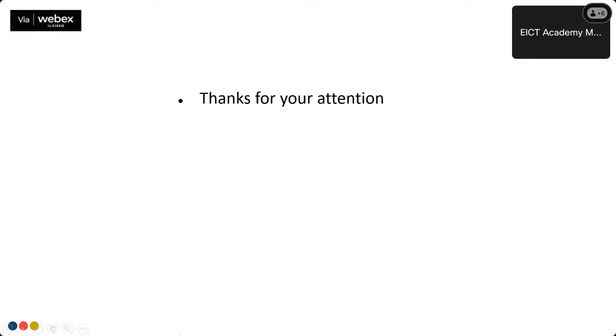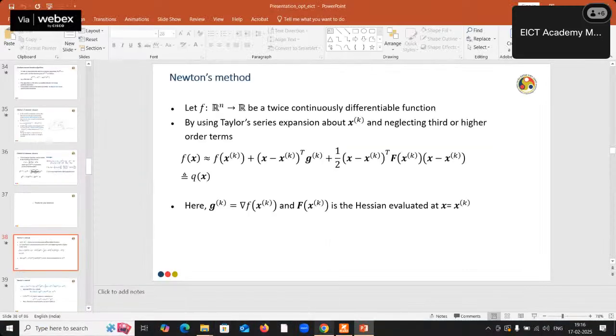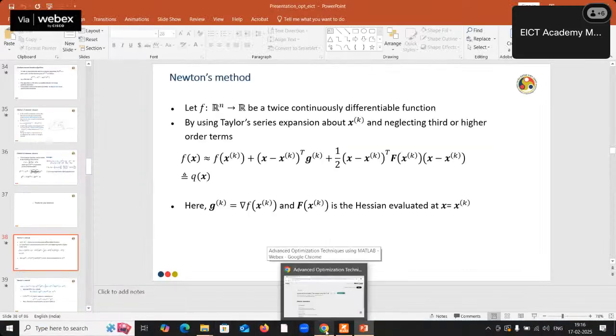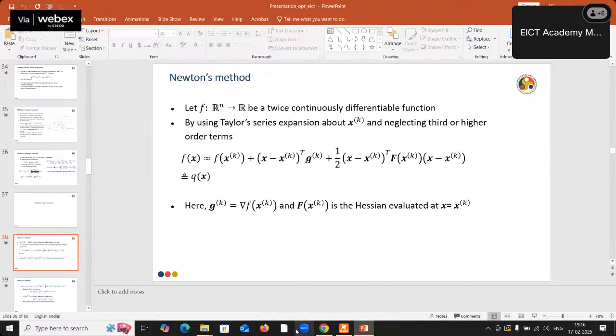Thank you, Ratnajit sir, for giving us the very fundamentals of the gradient-based methods and Newton methods. Sir, I request all the participants to put the questions in the chat box.